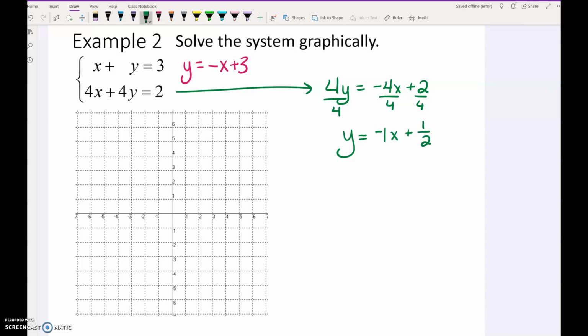How do you graph things when the y-intercept is a fraction? You can change your scale, and you can change your scale only on the y-axis if you want to, or on both axes. But honestly, it's easier to go halfway up between 0 and 1, and then your slope is negative 1. So make sure you go down to halfway between 0 and negative 1, and then over. You're just being careful when you're graphing to keep that fraction up while you're doing that.